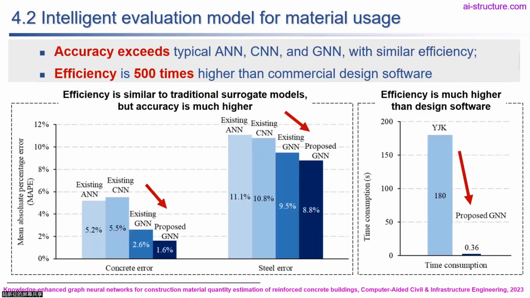So here is the result: our model is more accurate than existing models, and we can predict the material usage in only 0.36 seconds. It's more than 500 times faster than the design software.